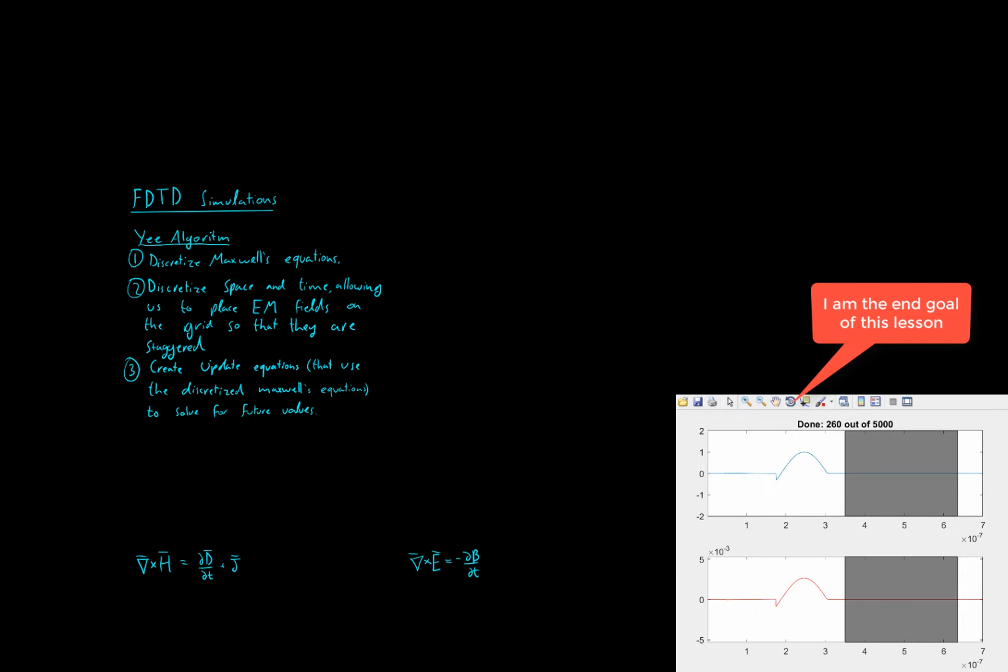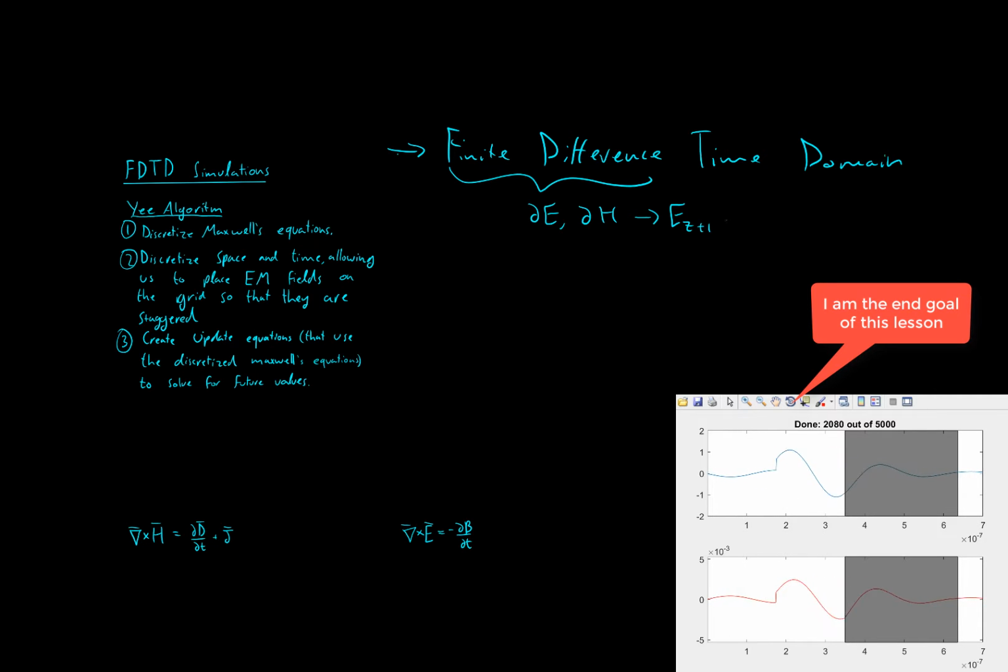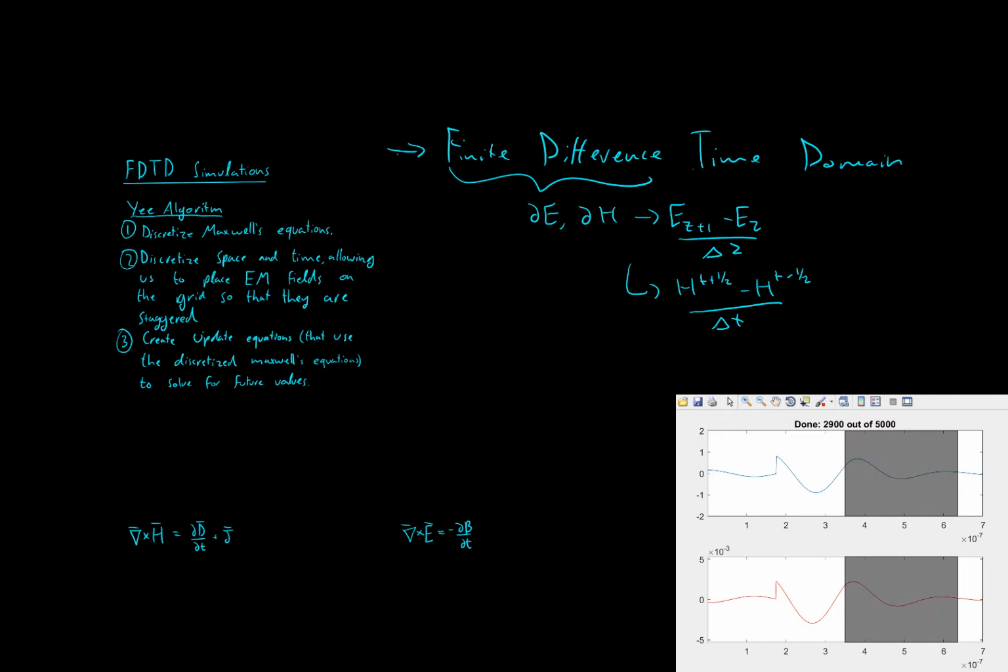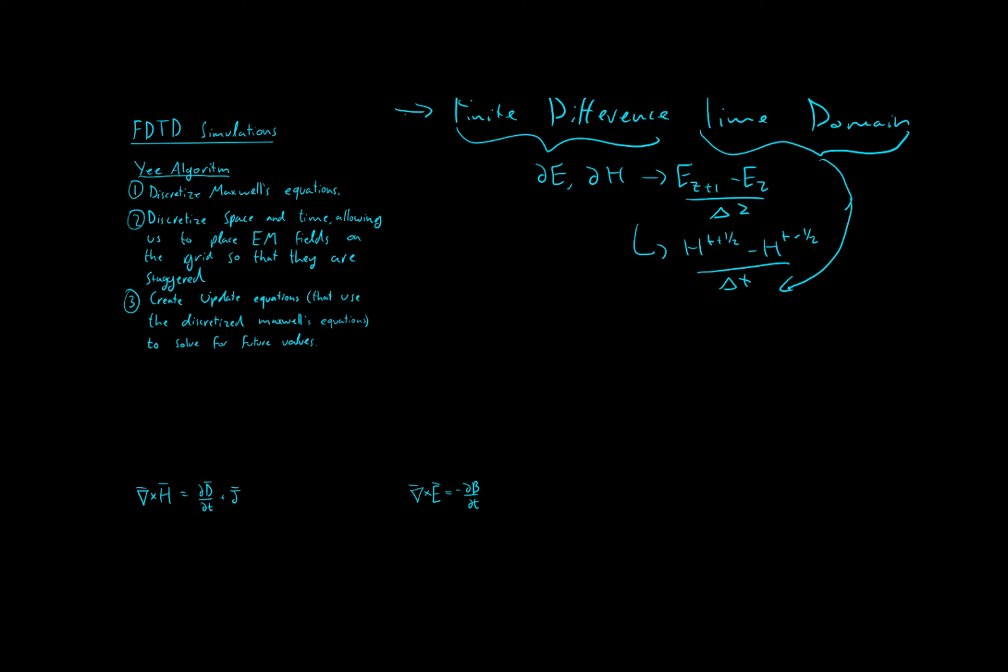Hey guys, in this lecture we're going to learn how to do FDTD simulations. Finite difference because instead of taking the derivative of E and the derivative of H, we take differences like E at z plus 1 minus E at z over delta z. Time domain because we use time. Two of the four Maxwell's equations that we're actually going to use are the curl equations. The curl of H is equal to the time derivative of the flux plus J, the current density.